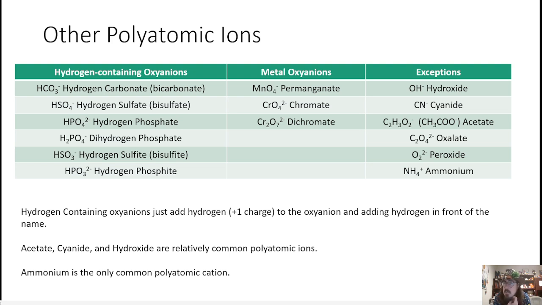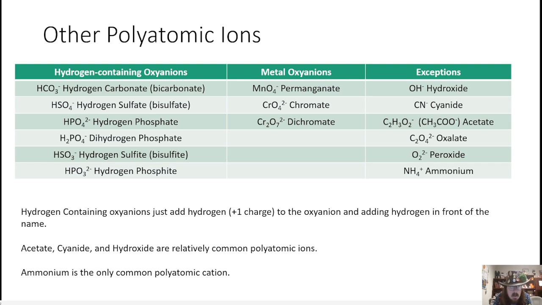How do we name this? We name it by adding hydrogen prior to the anion's name. So HCO3 1- becomes hydrogen carbonate. The common name is bicarbonate, but hydrogen carbonate is the proper way to name this. The same thing with sulfate. When we add a hydrogen, it becomes hydrogen sulfate.